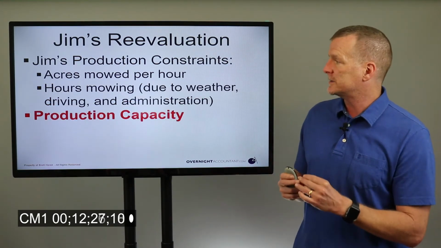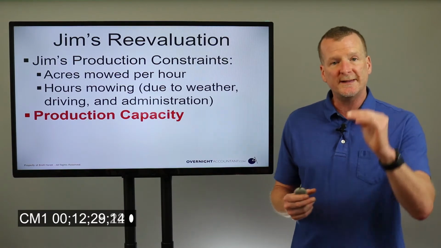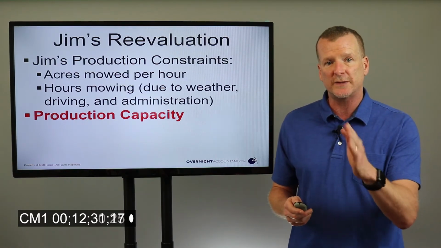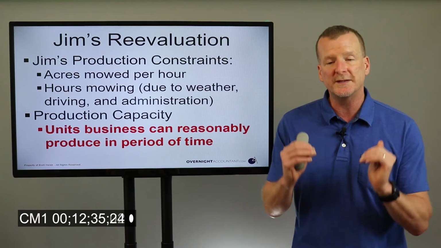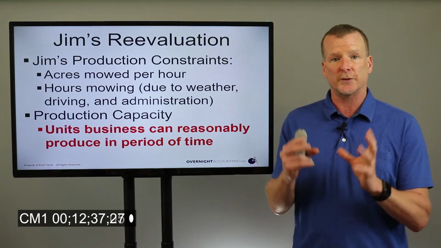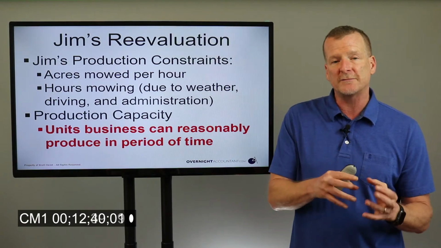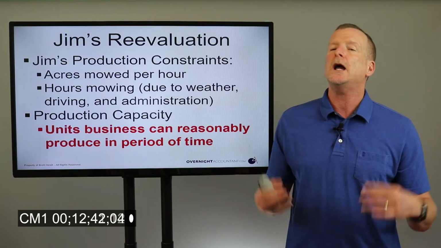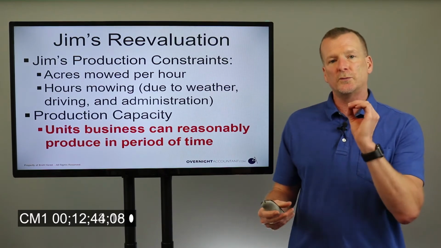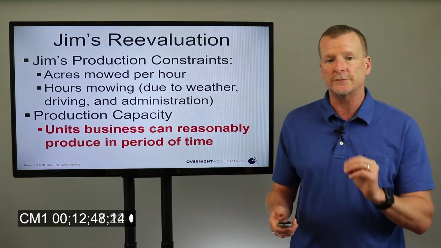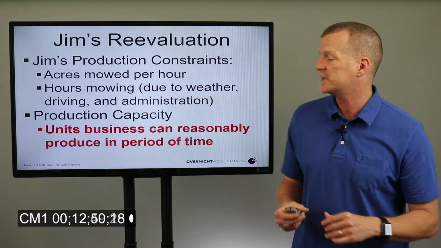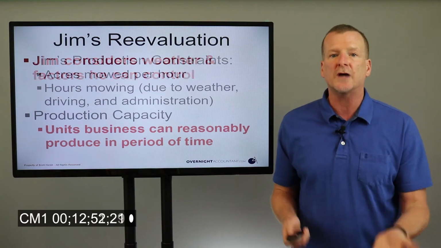Now, his production capacity, however, that's what we're leading towards. His production capacity, he's reevaluating. Those are the number of units you can reasonably produce within a given period of time. So you've got your production constraint, and knowing that forces us to reevaluate and say, hey, what can I really do? So then what we want to do is arrive at your production capacity, both Jimmy does and you do for your business. It's the number of units your business can reasonably produce within X period of time.